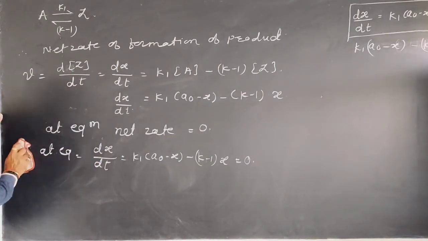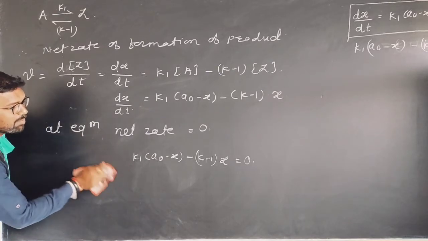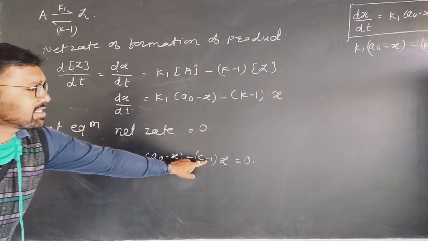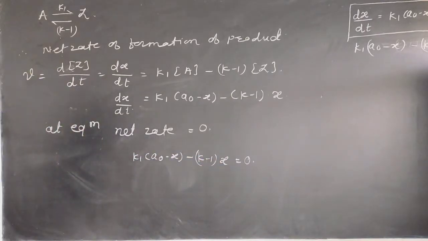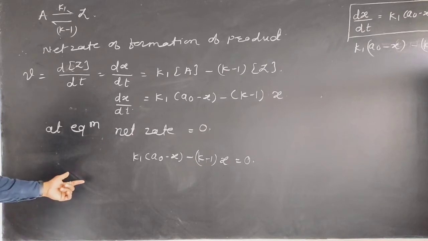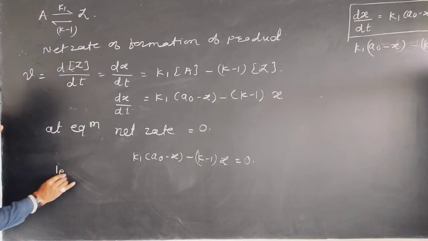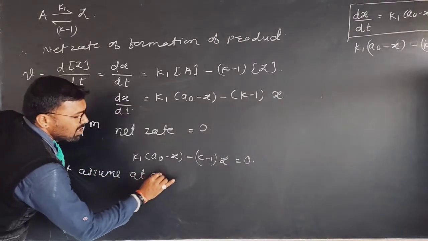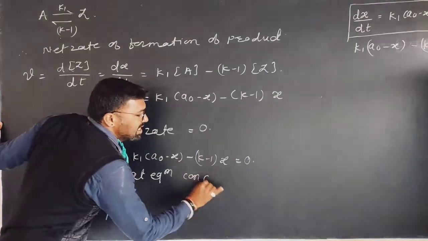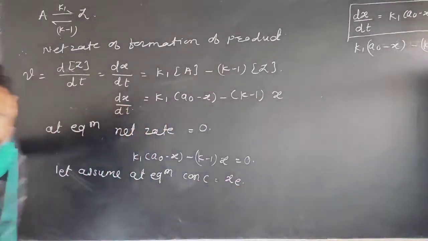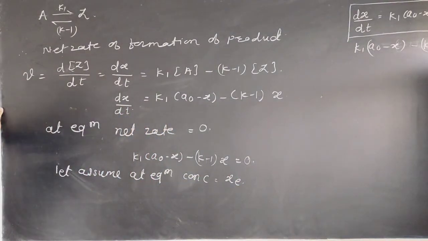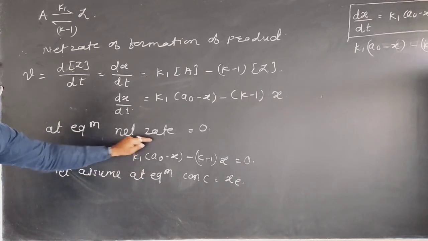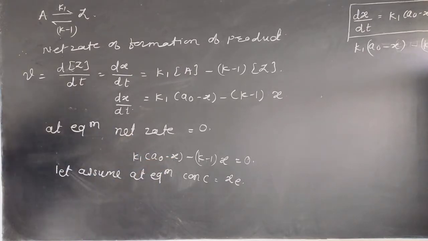So consider now equilibrium: k1 into (a0 minus x) minus k-1 into x is equal to 0. Now let us assume that at equilibrium the concentration is equal to xe. By putting this condition, in place of x we put xe.